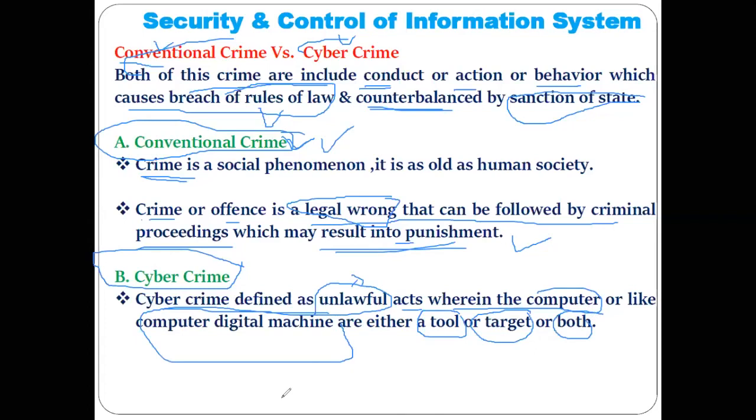Cyber crime is defined as the unlawful act, or the act which is against the law, where the computer or computer-like devices are utilized as a tool or target or both. Means what?